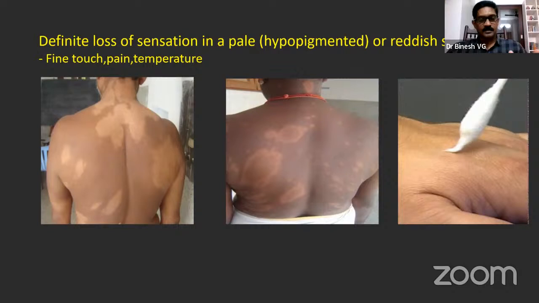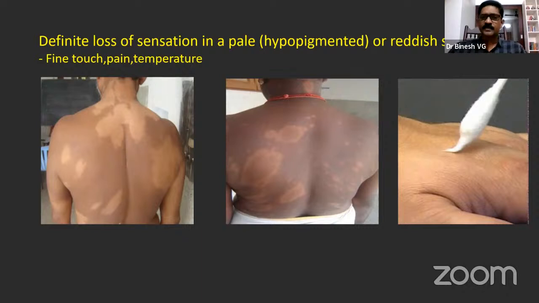So the first cardinal feature is the definite loss of sensation in hypopigmented or reddish or even coppery or erythematous skin lesions. Which sensations are lost? That includes fine touch, pain, and temperature. And remember, this can be just an inability to discriminate between hot and cold sensation, which may be lost first in case of Hansen's disease. So be careful. You may have to always check all these sensations.